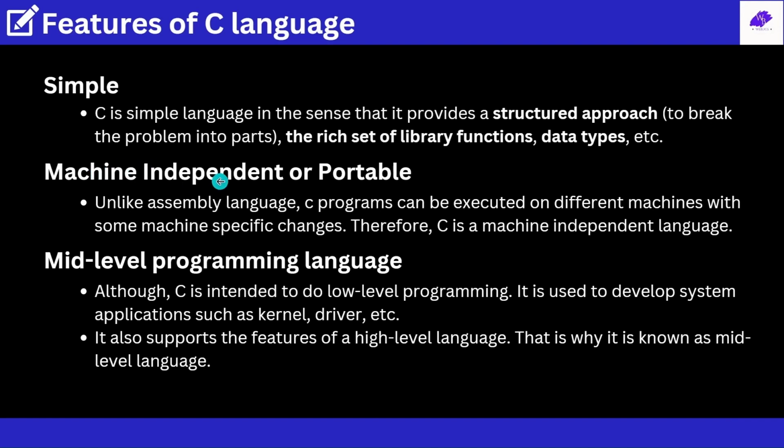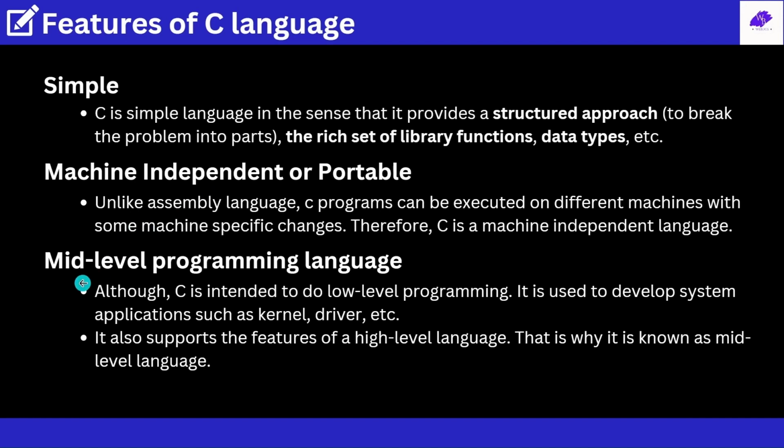Next is machine independent or portable language. As we know, assembly language only executes on a low level machine, but the C program does not depend on any kind of machine. You can execute the same C program on two different machines with the same execution process.